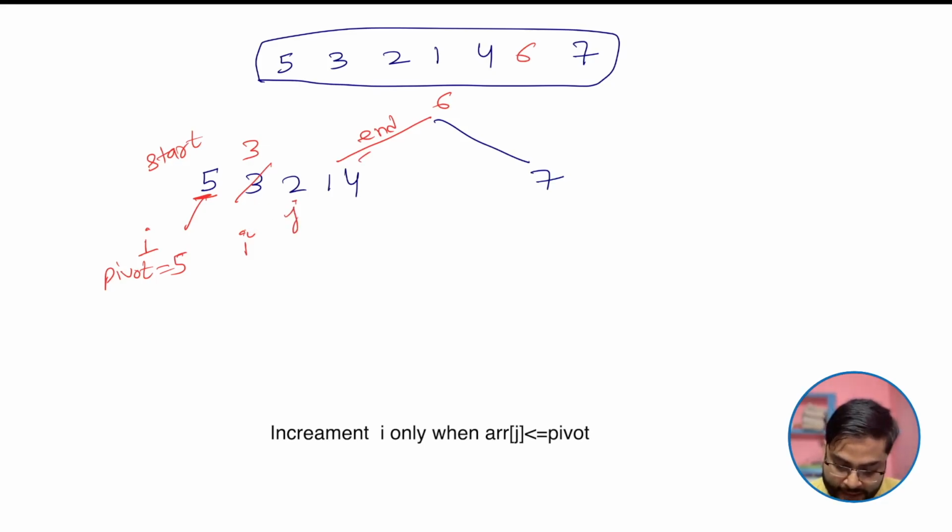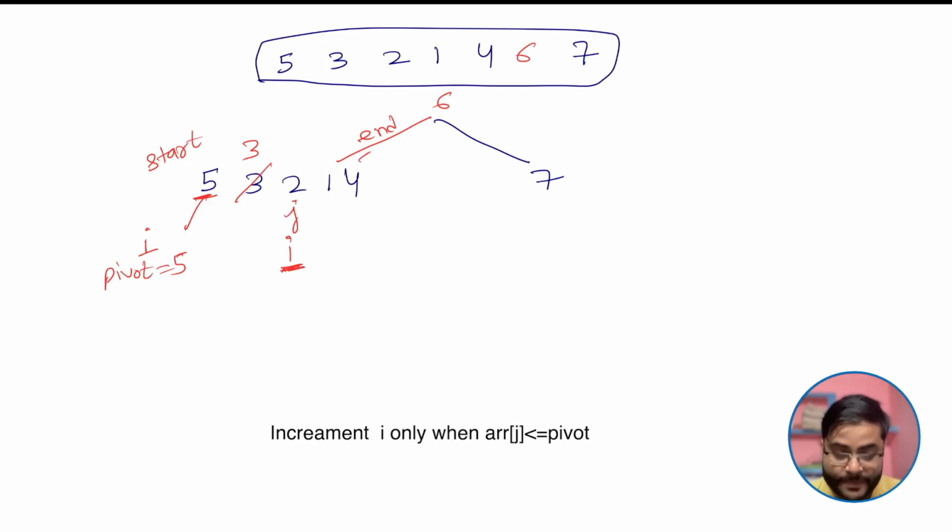Now again compare. 2 is less than 5? Yes. So 2 is less than the pivot element. That means it should also move. So we should put i in the correct position. So again move i. Observe the movement of i.